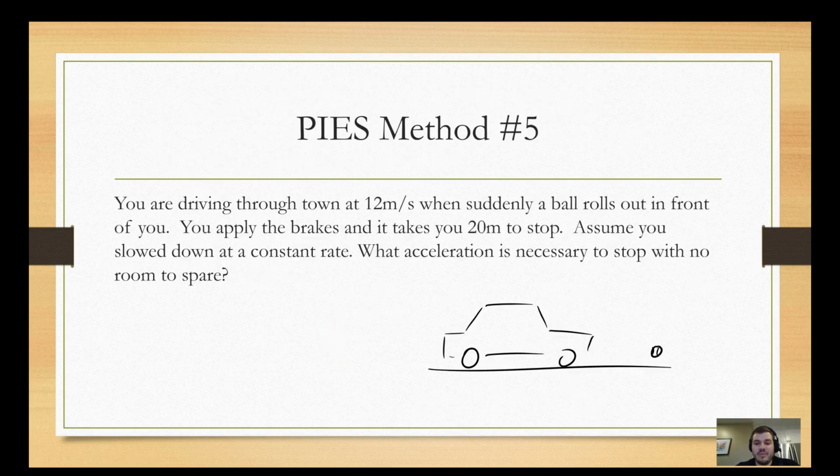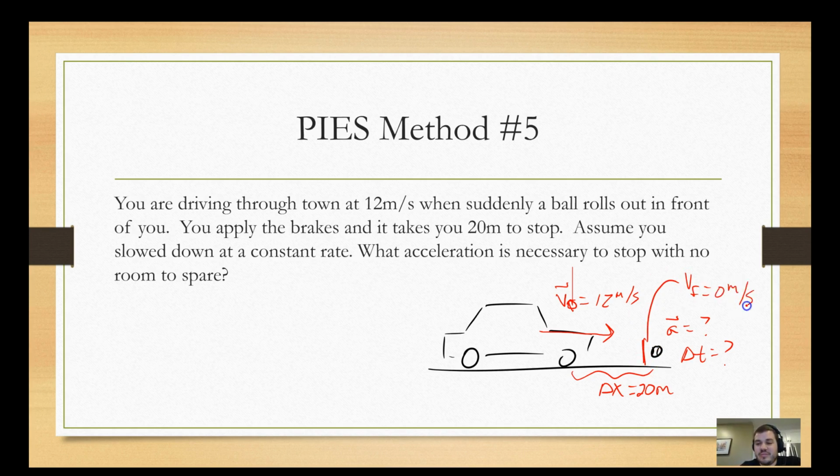We are driving through town at 12 meters per second when a ball rolls out in front, and we apply brakes and it takes 20 meters to stop. Assuming we slowed down at a constant rate, what is the acceleration needed to stop with no room to spare? So this problem is actually a modification of the earlier problem, where again we know the initial velocity is 12, but this time I've given you instead the displacement constraint of 20 meters.